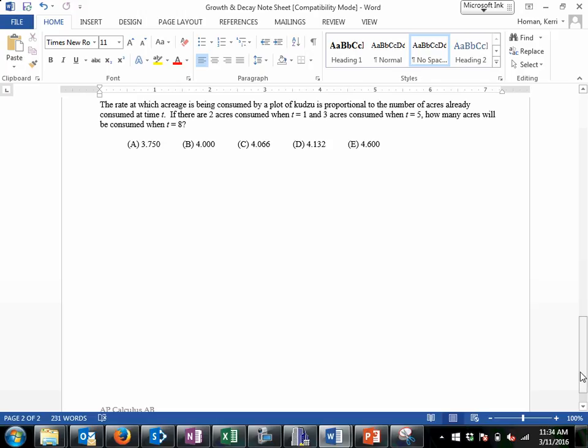They have told us the rate at which the acreage is being consumed is proportional to the number of acres already consumed, which means we're working with dy/dt equals ky. Based on what we did at the beginning of class, that means y equals c e to the kt.